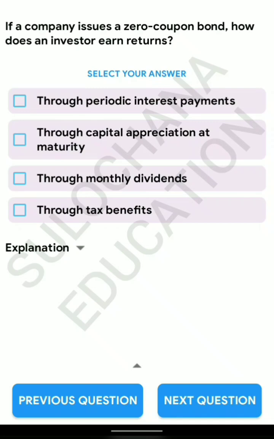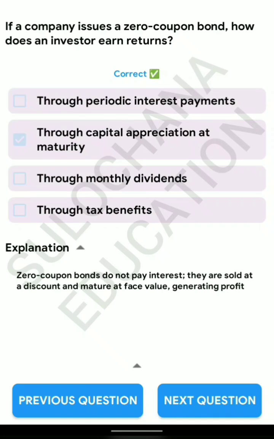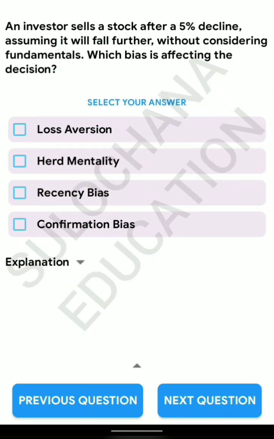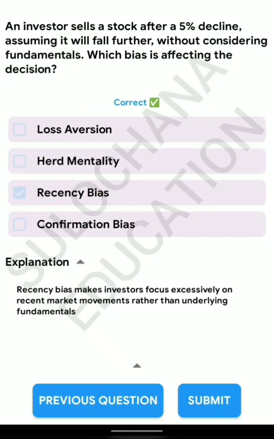If a company issues a zero coupon bond, how does an investor earn returns? Options are, and correct answer is B, through capital appreciation at maturity. An investor sells a stock after a 5% decline, assuming it will fall further without considering fundamentals. Which bias is affecting the decision? And correct answer is C, recency bias.